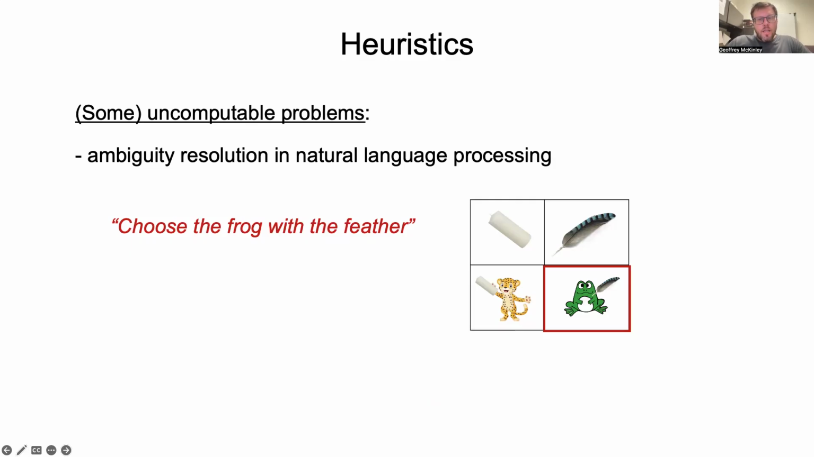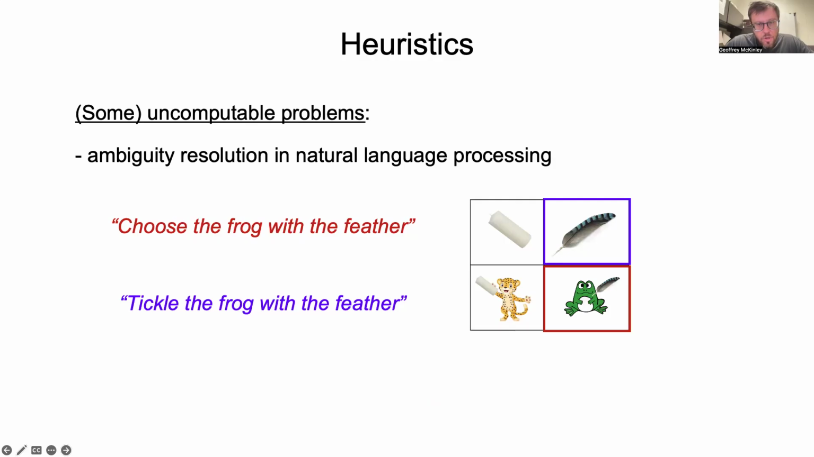However, what if the instruction was to tickle the frog with the feather? I bet most of you would pick the feather and then tickle the frog, even though I may want you to tickle the frog that's holding a feather, right? That's still a possibility. And so this uncertainty is about whether the phrase with the feather should be used as an instrument or as a modifier phrase that describes the frog, right? That describes which frog to tickle.